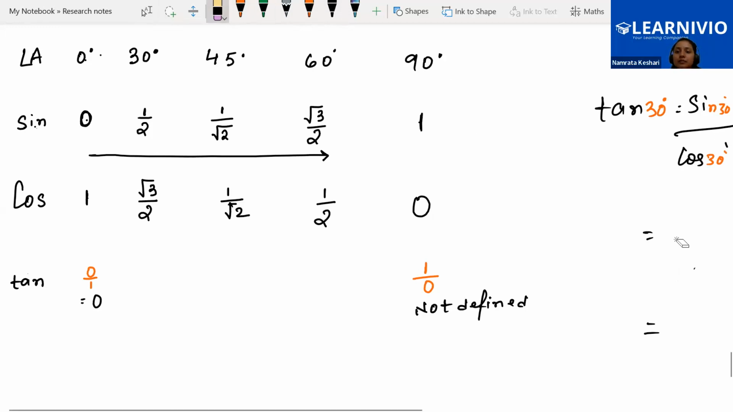Are you getting it? Sine 30 value is 1 by 2 and cos 30 is root 3 by 2. Please do the simplification.